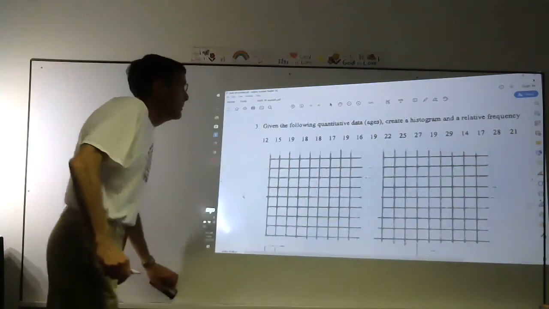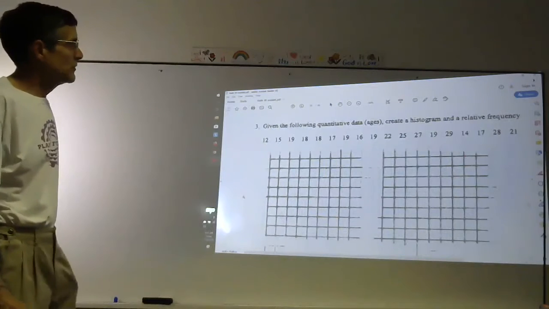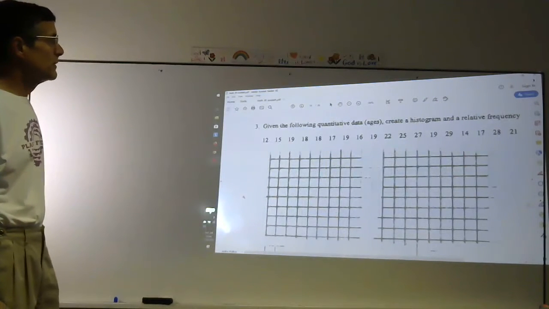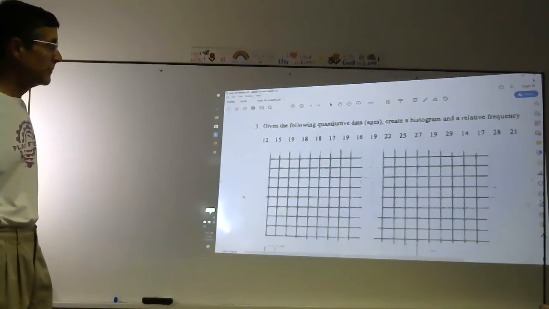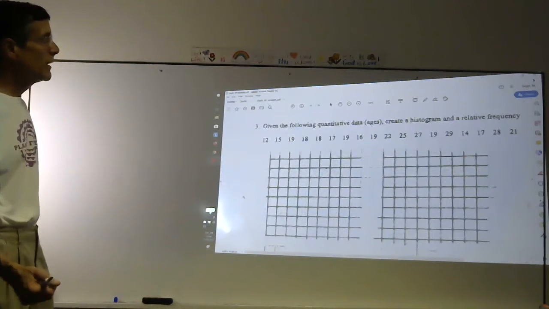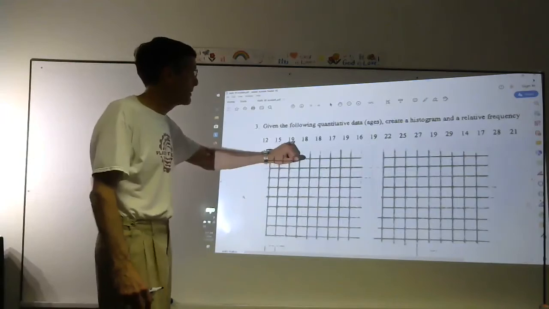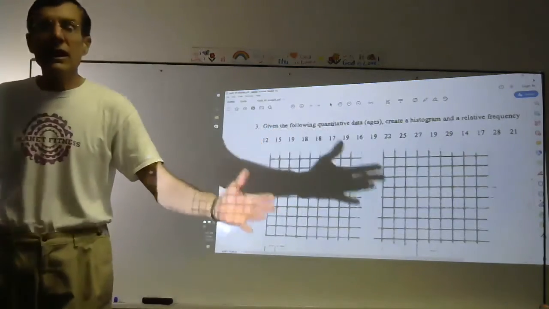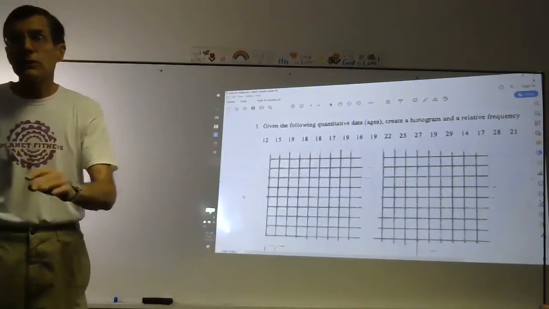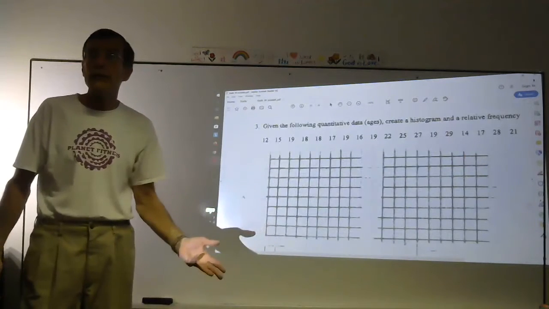Okay, it says create a histogram and a relative frequency histogram. All right, now we have to figure out how we're going to group our data, because there are so many different categories. Back when we did the hair color, we only had 4 categories: brown, black, blonde, and red.